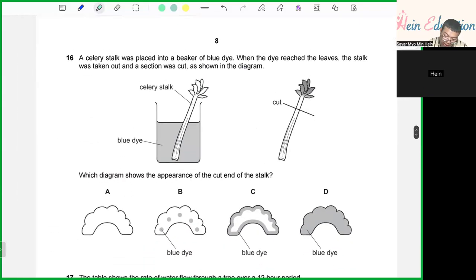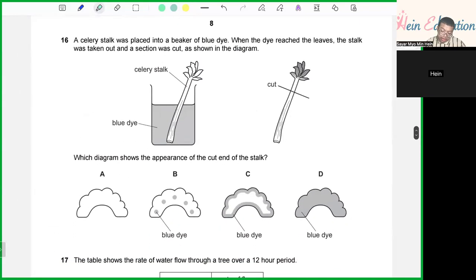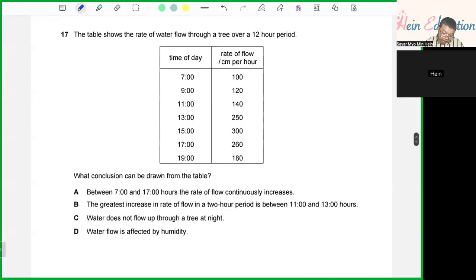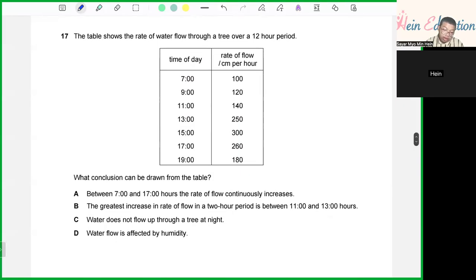And number 16 is about a celery stalk, and I think that's already in my teaching lecture slide. So it will appear like structure B, right? Where you can see the blue dye will be carried by the xylem, so the xylem will also be stained blue, and the xylems are located like the diagram shown in B.